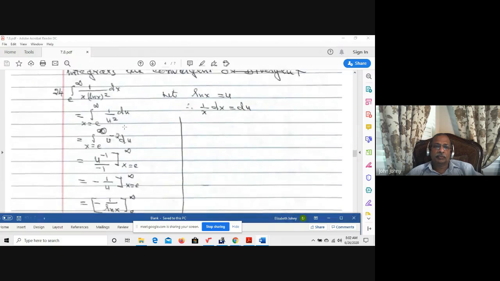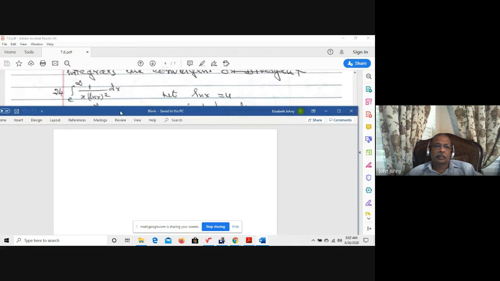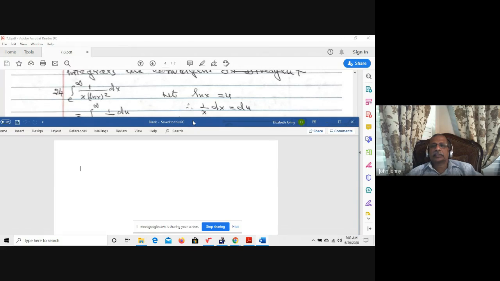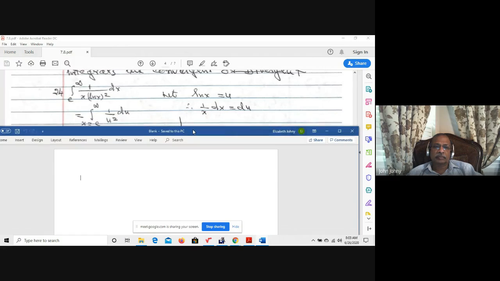That is number 24. Integral e to infinity 1 over x times natural log of x the whole square dx. Again, substitution. Natural log of x is equal to u. So differentiate: 1 over x dx is equal to du. So 1 over x dx is du.